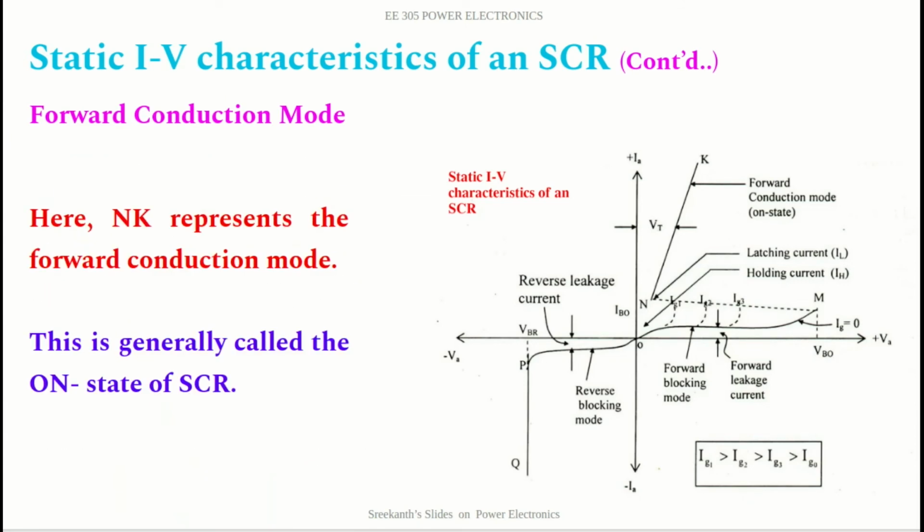Here NK represents the forward conduction mode. This is NK. NK represents the forward conduction mode, and this is generally called the on state of the SCR. So reverse blocking mode was the off state and forward conduction mode is the on state of the SCR.